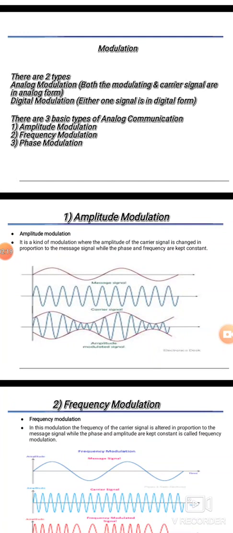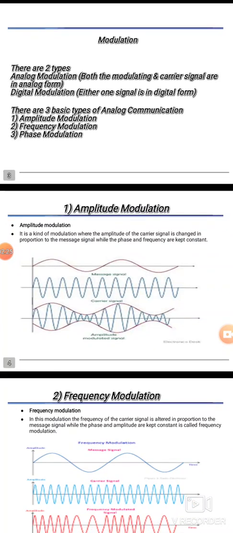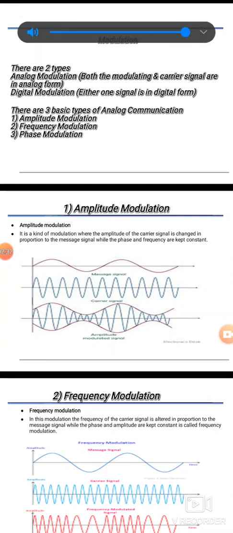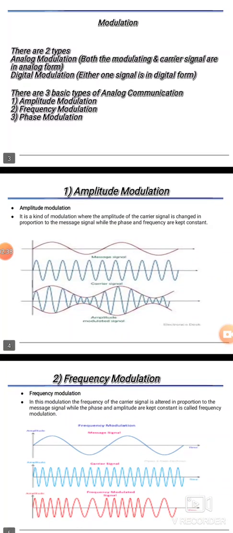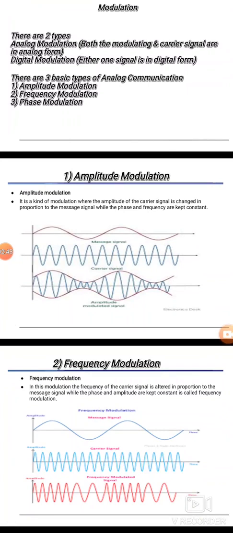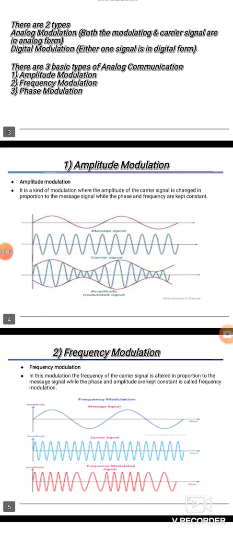If we see modulation, it is basically divided into two types. First, try to understand the different types of modulation. There are two types of modulation methods. The first one is analog modulation and the second one is digital modulation. So what is the concept of analog modulation? Both the modulating signal as well as the carrier signal are in analog form. Carrier signal and modulating signal, both signals are in analog form. That is the specification of analog modulation.